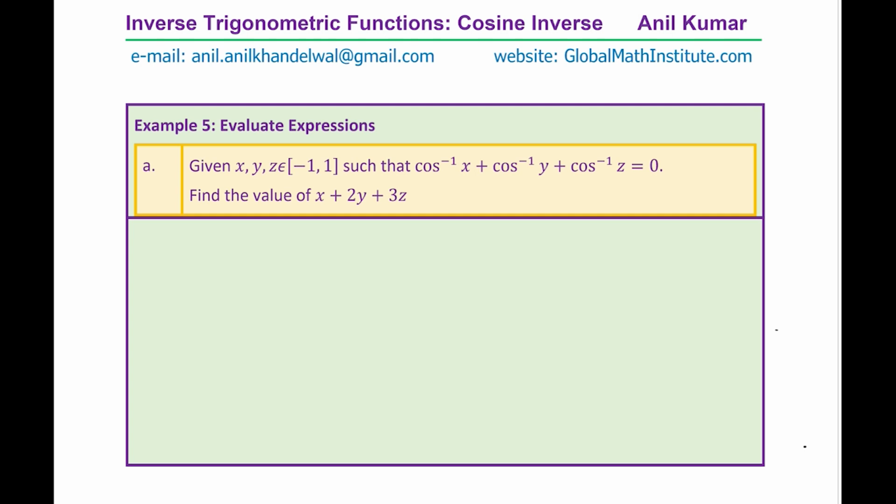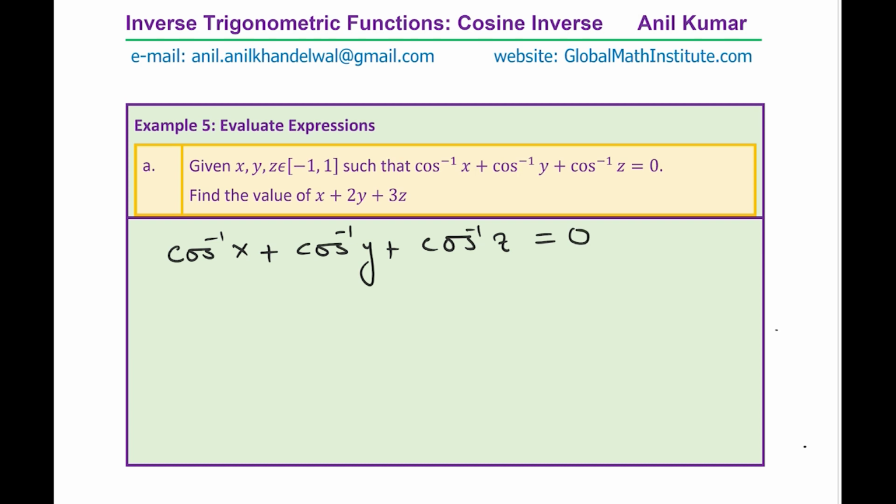Evaluate expressions. Given x, y, z belong to the closed interval of minus 1 and 1, such that cos inverse x plus cos inverse y plus cos inverse z is equal to 0. Find the value of x plus 2y plus 3z. You can pause the video and then answer this question. So let me rewrite: cos inverse x plus cos inverse y plus cos inverse z is equal to 0.